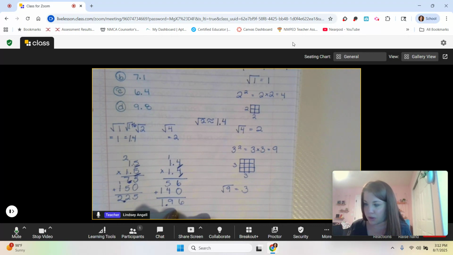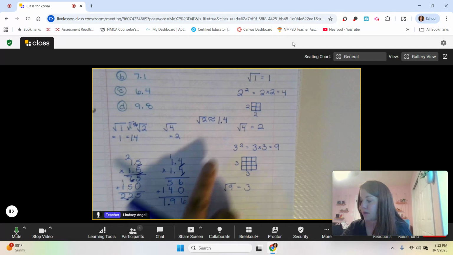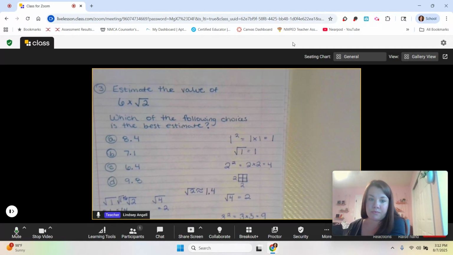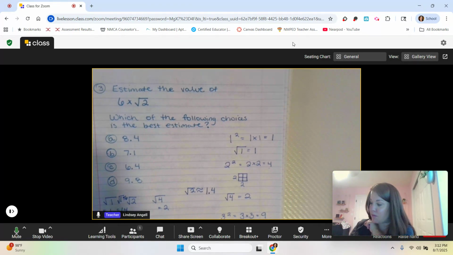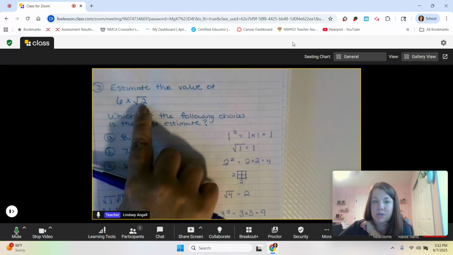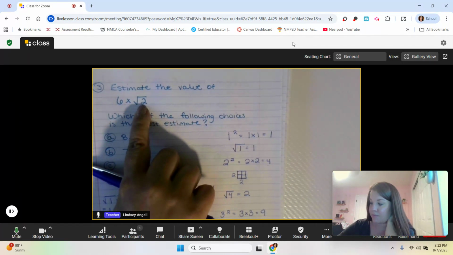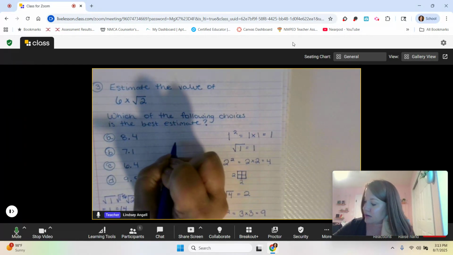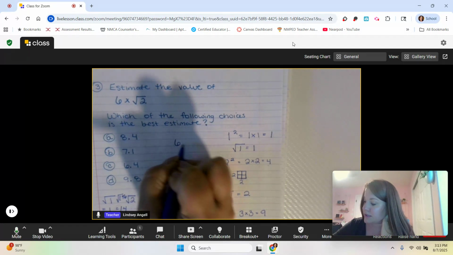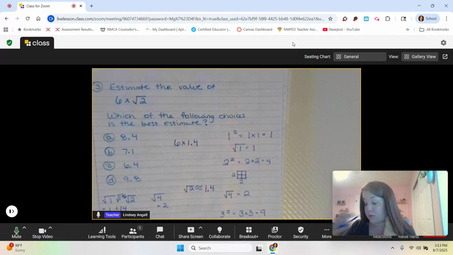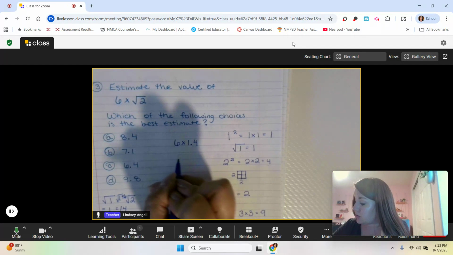So what I'm going to do, I need this for that original problem. All of that work was to get us back to say the square root of 2 is about 1.4, so that I can put that in my original problem. Because remember, we're estimating, so our estimation is going to be 6 times 1.4. You've hung on with me for this long.